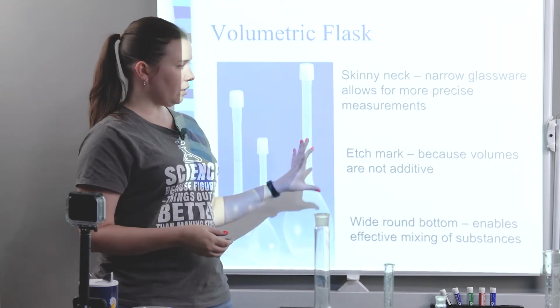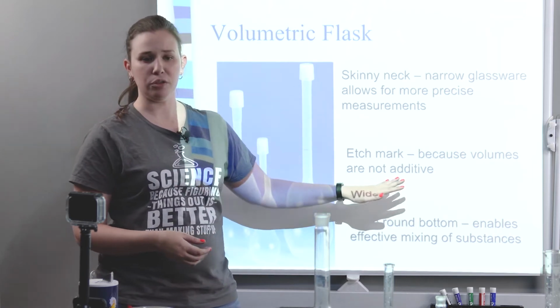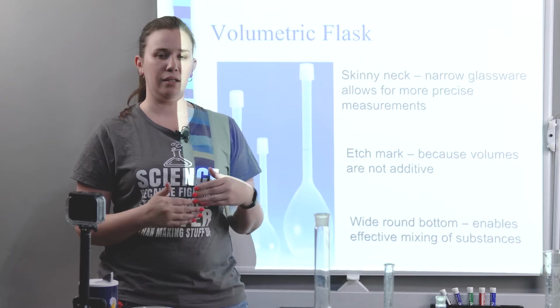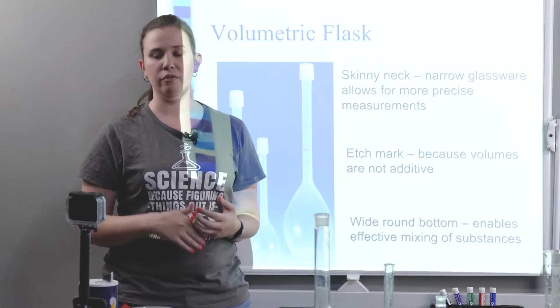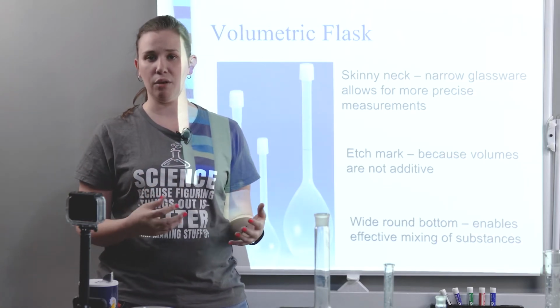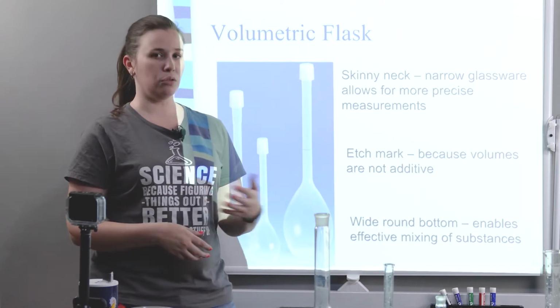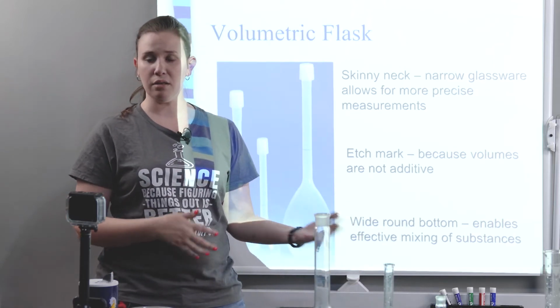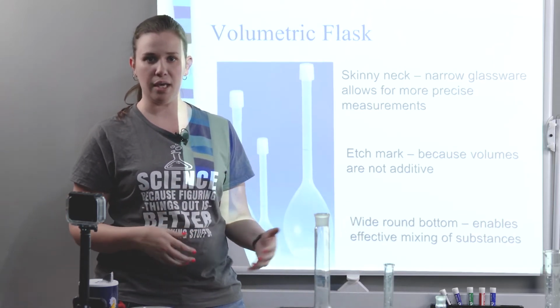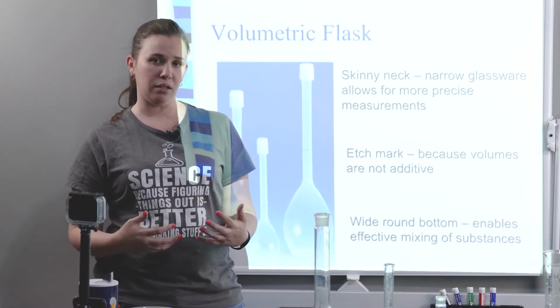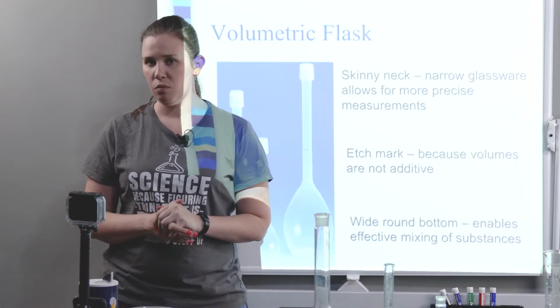So another point of the etch mark here, it points out that the volumes are not additive, meaning you cannot take the volume of solute and the volume of solvent, add them together and get the volume of solution. You could do that with mass, since masses are set, the amount of matter in a substance is pretty set, but the volumes are not additive. So let me use an example to explain why.